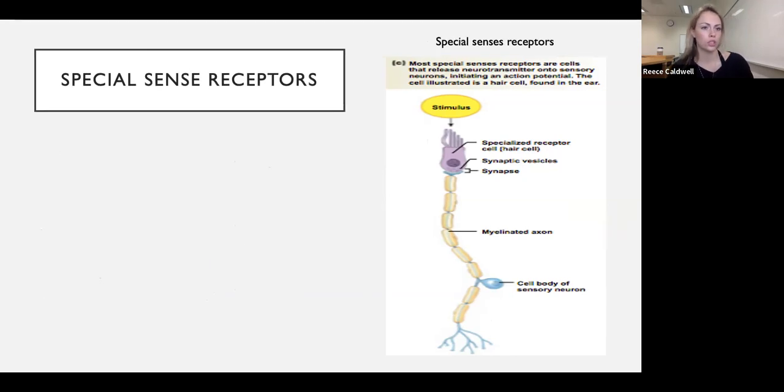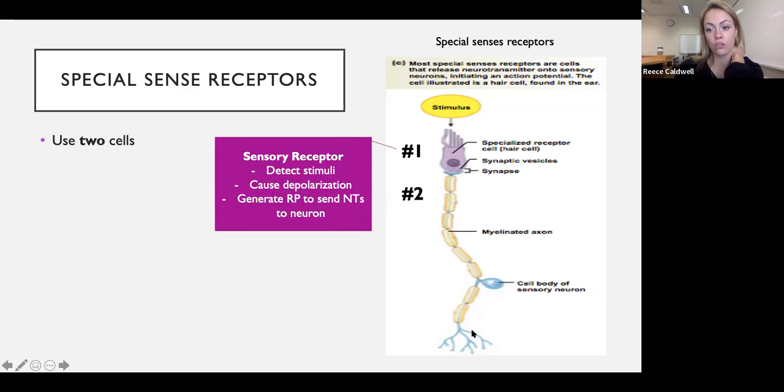Let's go ahead and look at those structural differences before we do all this though. What we see with our special sense receptors is that we use 2 cells. We use that sensory receptor, and then we also attach it to a sensory neuron. So the sensory receptor is going to detect a stimulus. In this case, a sound wave. If it was the rods and cones, it would be color or light, and for taste or smell, it would be a chemical. So we'll detect that stimulus.